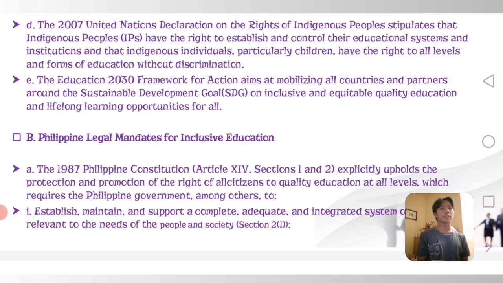The Education 2030 Framework for Action aims at mobilizing all countries and partners around the Sustainable Development Goal, or SDG, on inclusive and equitable quality education and lifelong learning opportunities for all. Thank you for that. So, in the Philippines, there are some countries that really want to help each other for sustainable development, for inclusivity, and they work for quality education.